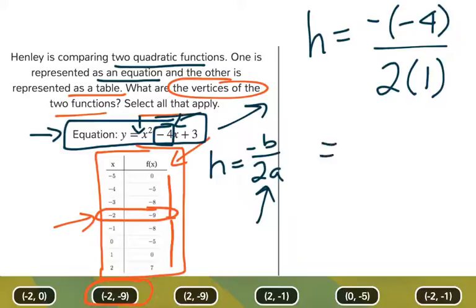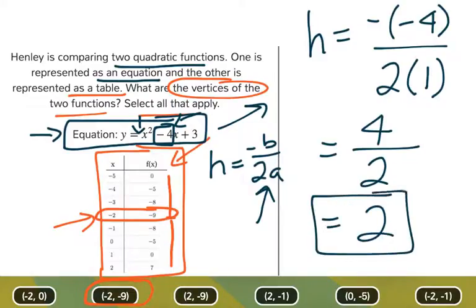Let's go ahead and simplify. -(-4) is +4. 2 times 1 is 2, so my answer here is 2 as h, which is the x value of my vertex. I don't know my y value yet, and if I look down at the bottom, I'm going to cross out the options without an x value of 2, right? So -2 is not right, 0 is not right, -2 is not right. That still leaves me with two choices, though, that I need to check.